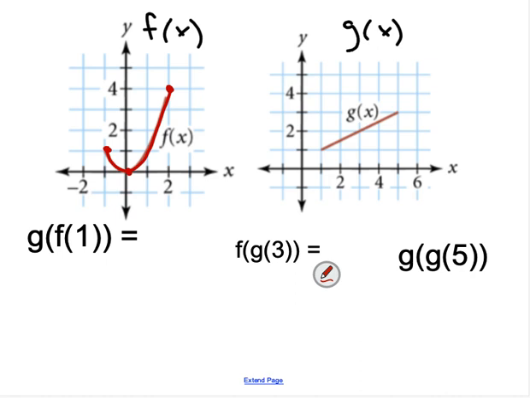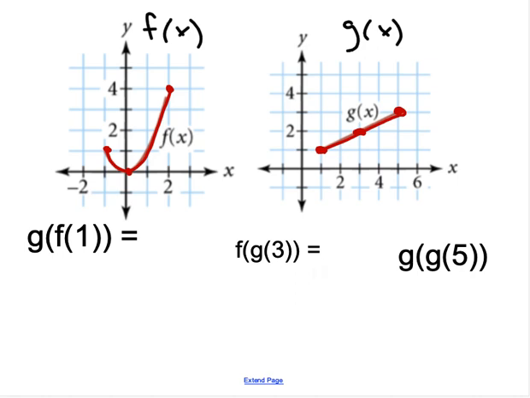G of x, it's just a line segment with one end at 1, 1, and the other end at 5, 3. And I would say there's an important point at 3, 2, right there.